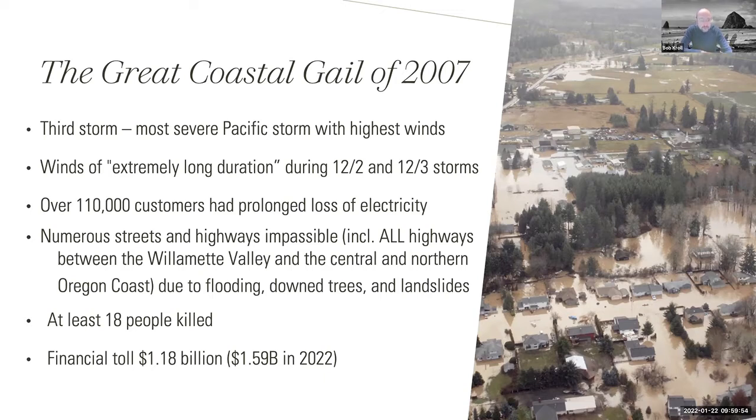During the storm between Oregon, Washington, and British Columbia, there were at least 18 people killed, and in today's dollars, it would be about $1.6 billion of damage.